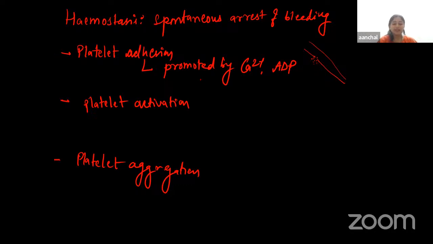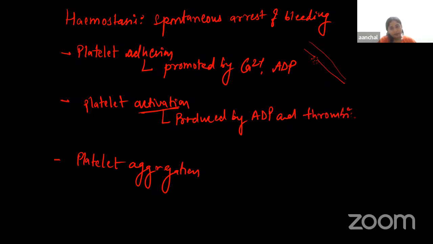Now, second, we have platelet activation. Now, what is platelet activation? So, platelet binding to exposed collagen is going to initiate this platelet activation, and it is also produced by ADP and thrombin. Right? So, platelet binding to exposed collagen is going to initiate platelet activation. Right?